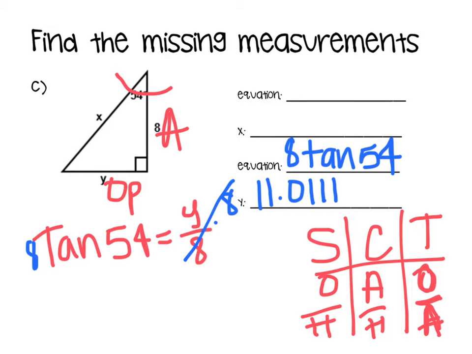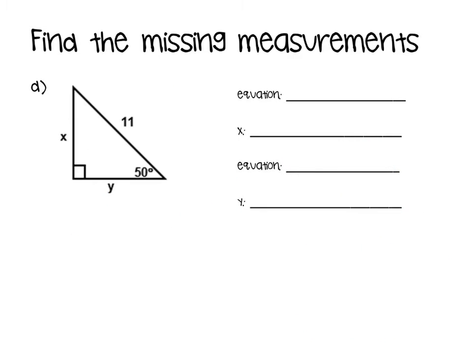Let's look at the next example on this front page. We have a triangle that has the legs x and y. One angle is 50 and the hypotenuse is 11. Mark your angle and label each side. 11 is the hypotenuse, x is the opposite, and y is the adjacent. So let's start by finding the x value.